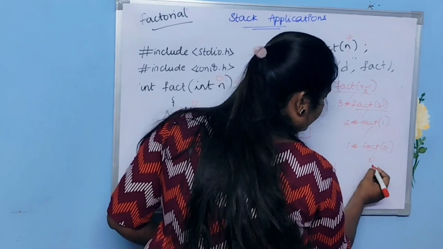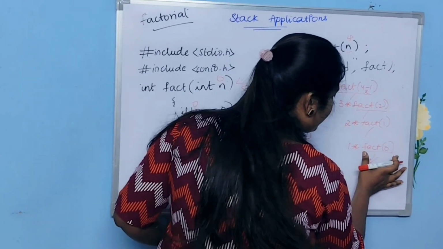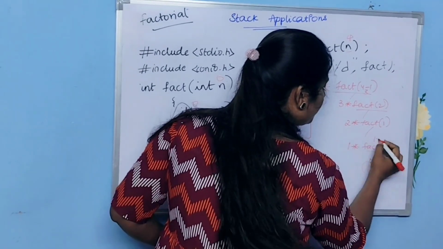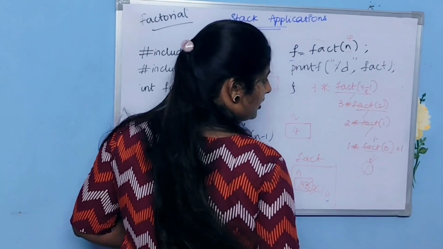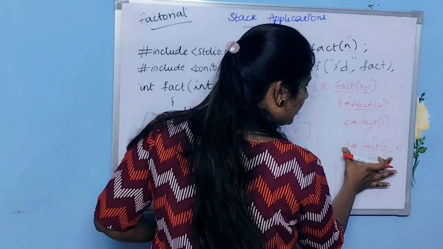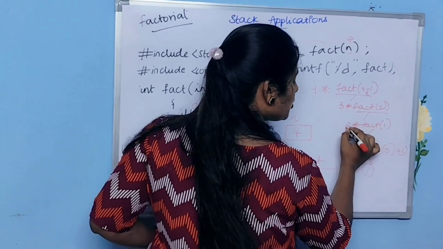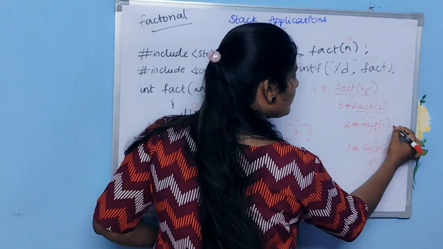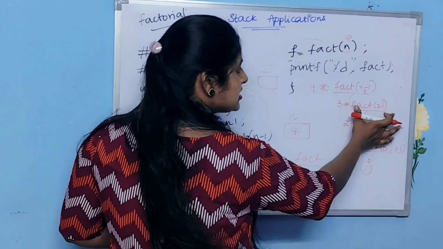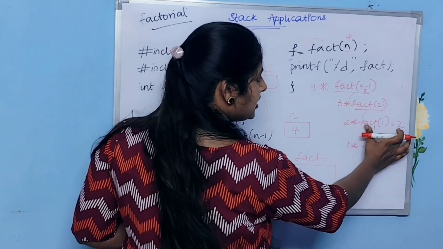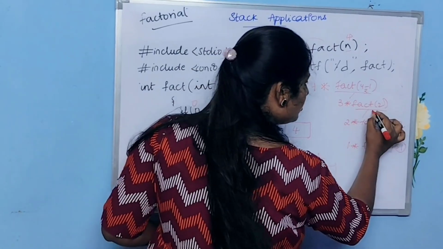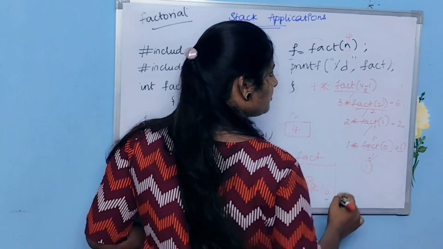Now here 1 is there. So the answer for fact of 0 is 1. So 1 into 1 is 1. Right? The answer for fact of 1 is complete, right? Okay. So the answer for this is 1. So 2 into 1 is 2. So the answer for fact of 2 completely is 2. Okay. 3 into 2 equals 6.